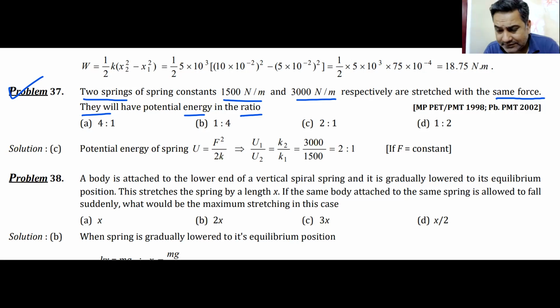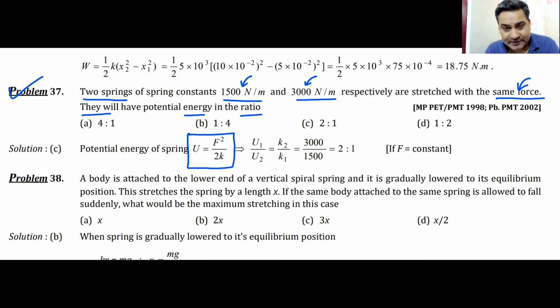Well, I hope you have done this. A similar question had come in your test the previous week. So how to do this? Here, remember half kx squared is not the formula that we are going to apply. They have talked about spring constant k, and then they are talking about same force. So we have to apply the formula where you have only force and spring constant coming into the picture, and that formula is F squared by 2k. Energy stored in the spring is F squared by 2k.